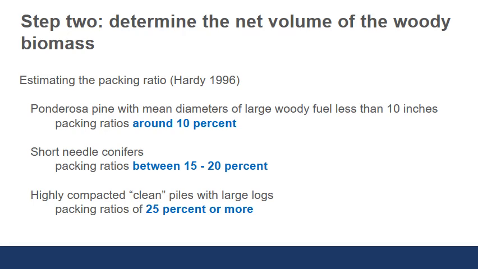As you can see, piles dominated by ponderosa pine with mean diameters of large woody fuel less than 10 inches have a packing ratio of around 10%. Piles dominated by short needle conifers have packing ratios between 15 and 20%. Highly compacted clean piles with large logs have packing ratios of 25% or more.